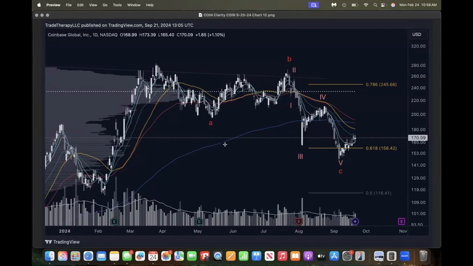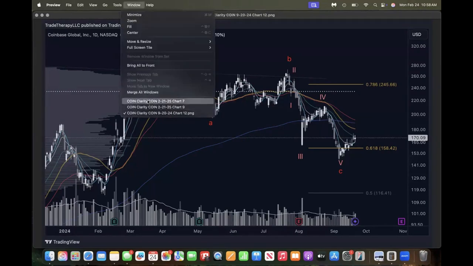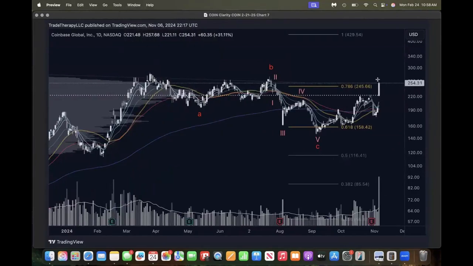One of the telltale signs that you look for is when you see an ABC corrective here to see a sharp wave C down. And we saw that in September here in Coin. We did talk about taking a position here at the conclusion of wave C and that we expected there to be some sort of a jump here, some sort of upthrust coming out of this. We did get that. We did see a huge reaction to this pullback.